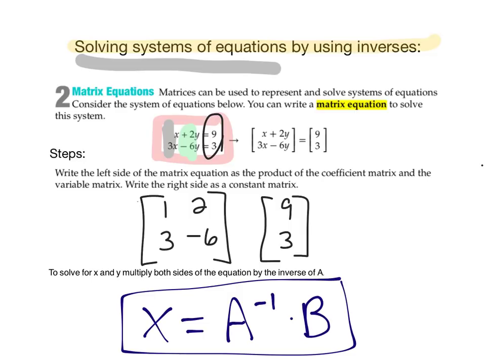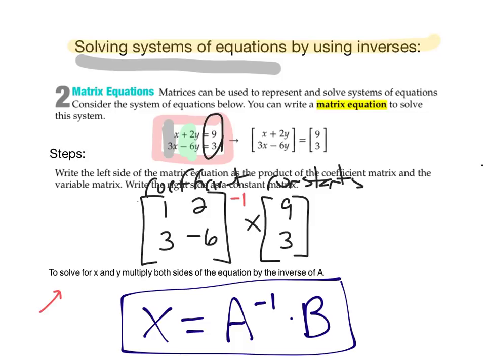So we took the coefficients, put them in a matrix. We put the constants in a matrix. And what we're going to do to solve for x and y is we're going to multiply the inverse of the coefficient matrix by the constant matrix.